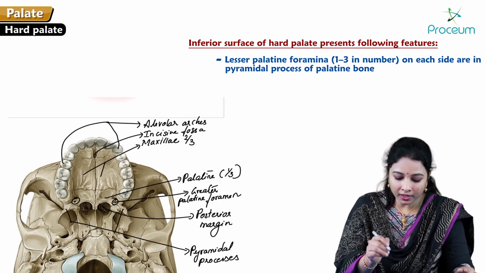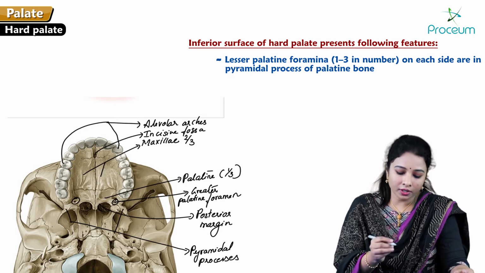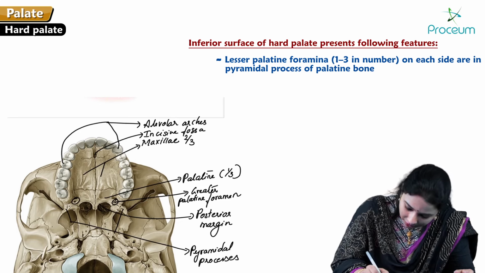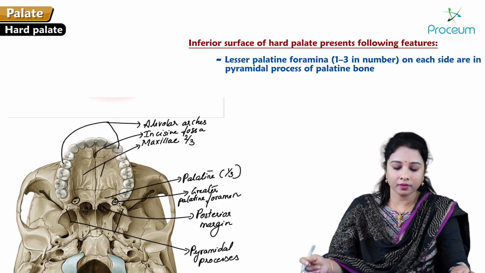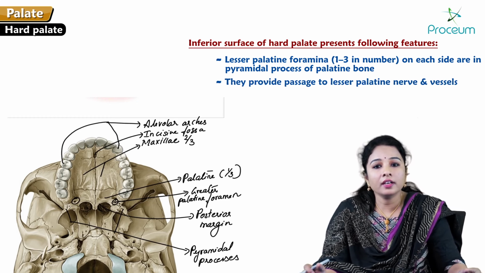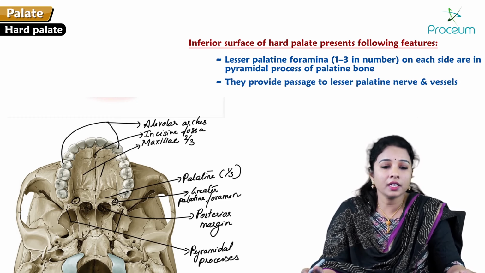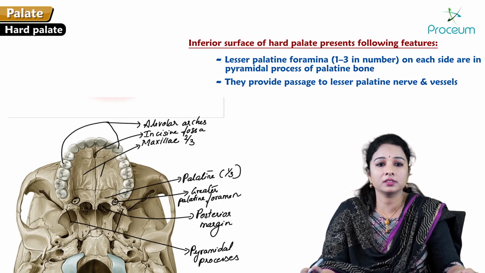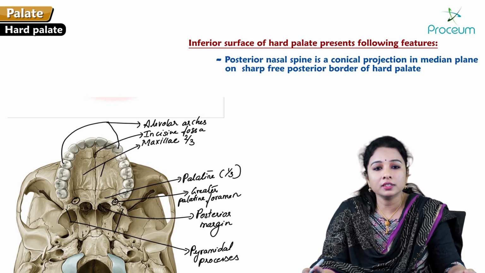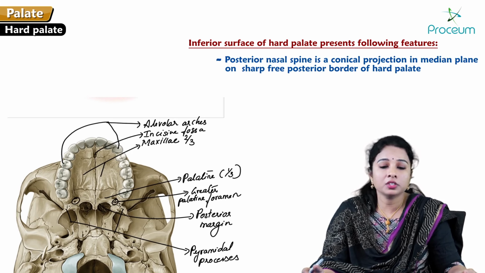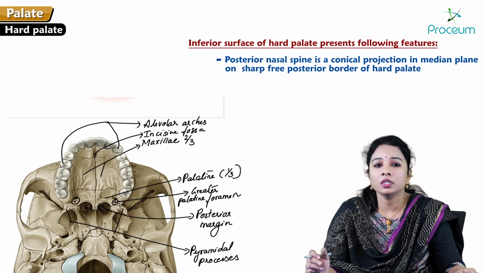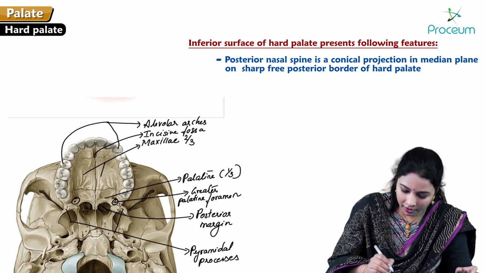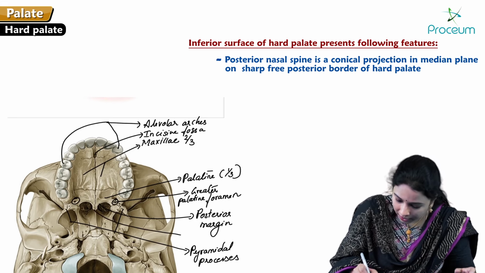So lesser palatine foramina are usually located over the pyramidal process, usually 2 or 3 in number, and they transmit lesser palatine nerves and vessels. So, they provide passage to the lesser palatine nerve and vessels. And the posterior nasal spine is a conical projection in the median plane on the sharp free border of the posterior border of the hard palate. So, here is the posterior nasal spine.